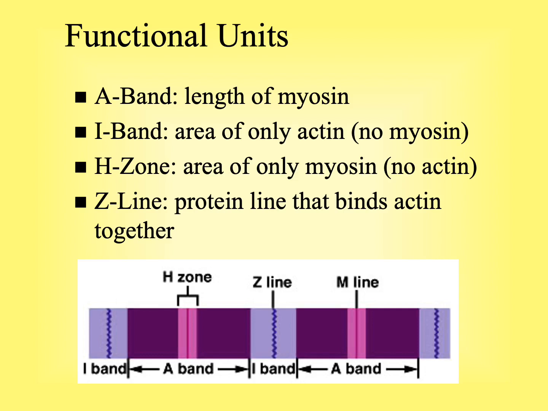The I band is the region where myosin is not present, but actin is present. During contraction, the I band will disappear as the actin is pulled across the myosin. The H zone is the central area of the A band where at rest the actin molecule does not exist. It's absent in that area.